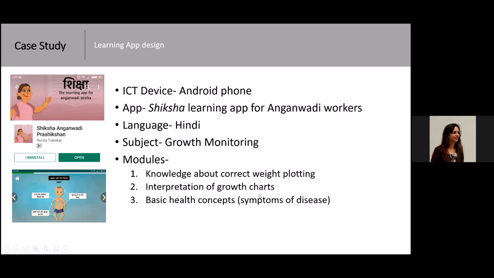A growth chart is given to them, and basic health concepts: how to read the chart, what the things are a health worker can understand from the growth chart, what diseases they can understand from the growth chart, what the common diseases are, and what the home remedies are and something like that. So these were the 3 modules which were introduced in this app.